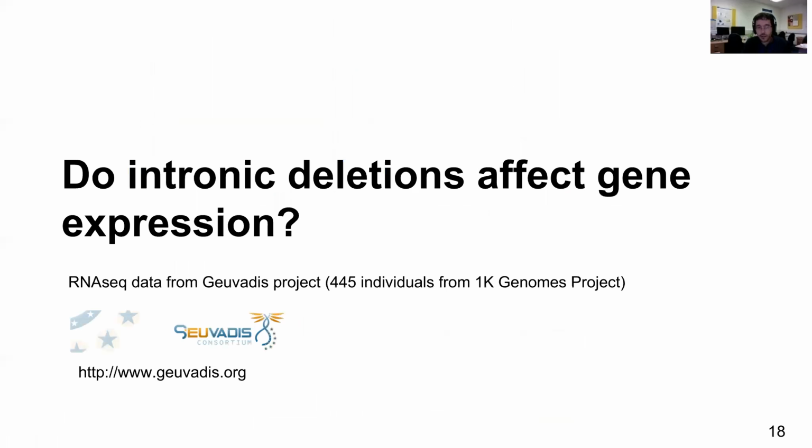Okay, so we finally wonder, can we detect any gene expression differences associated with this intronic variation? To answer this question, we took advantage of the RNA-seq data available from the GEUVADIS project. In this project, they generated expression data for more than 400 individuals that were also sequenced as part of the 1,000 genomes project. So we have individuals with copy number information and gene expression data.